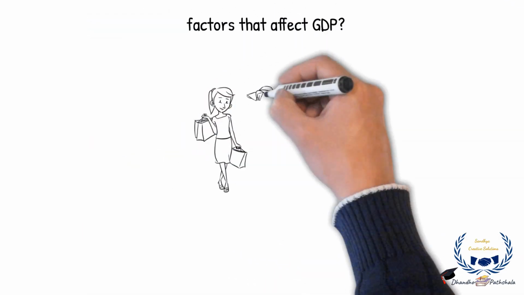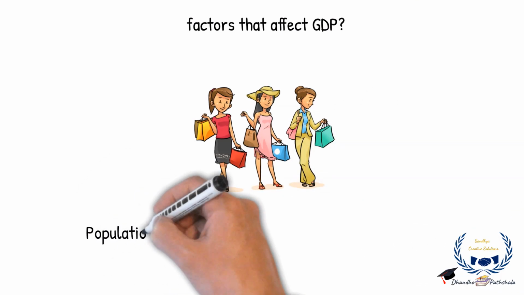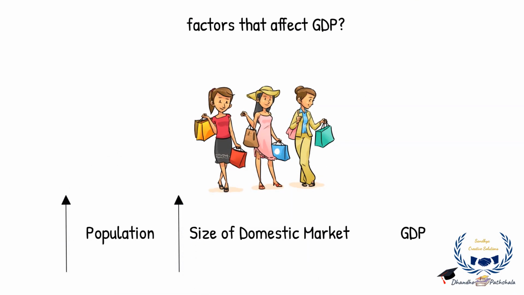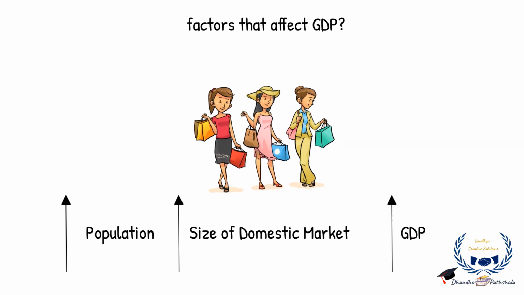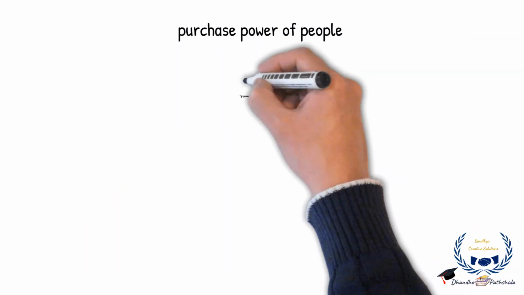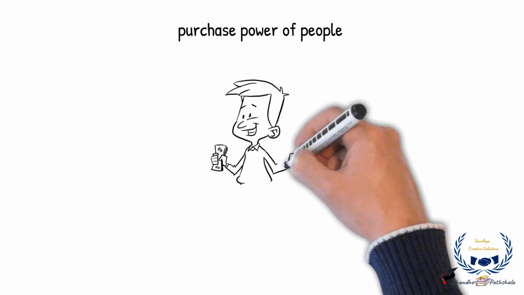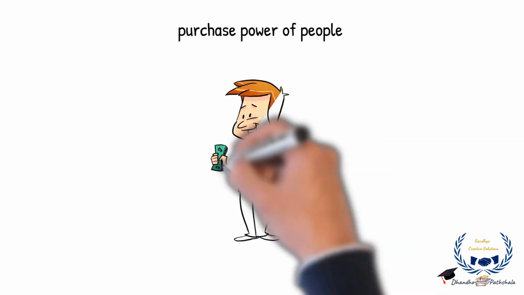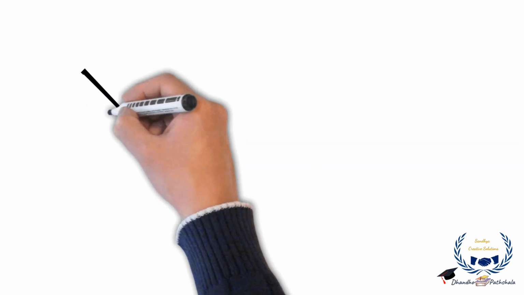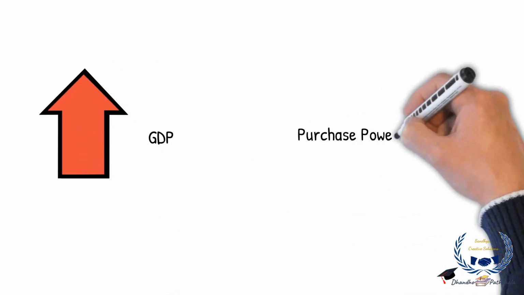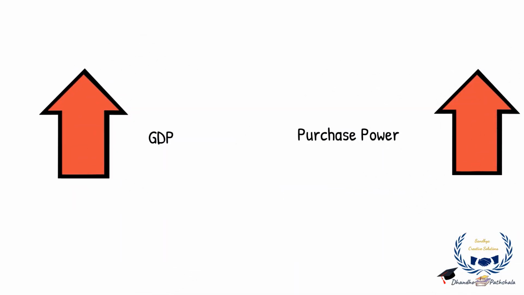Which are the factors that affect GDP? First of all is the population. Bigger the population is, bigger the size of the domestic market. A large domestic market is always a big advantage. India's ever-growing population is a big advantage. Secondly, the purchasing power of people in the country. What's the point of having a huge population if most of the people are below the poverty line and can't purchase? Even if we have lots of consumers, without purchase power, it will be useless. So GDP growth is also an indication of improving purchase power.